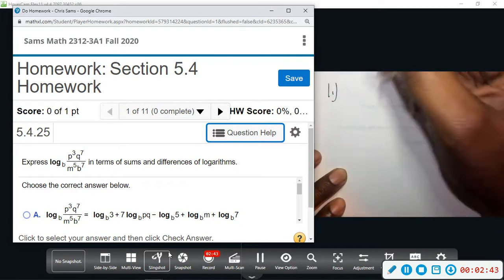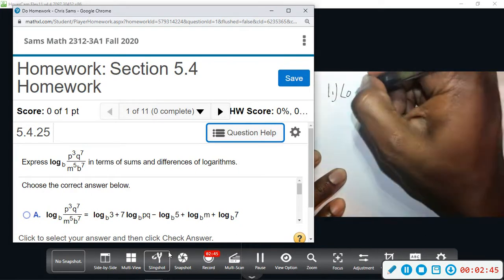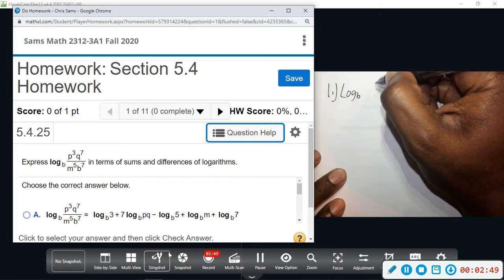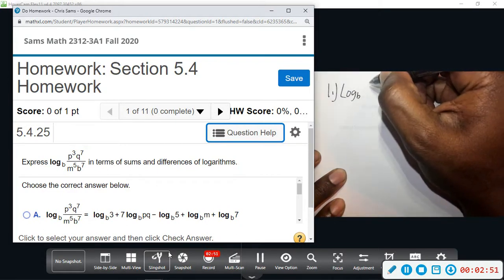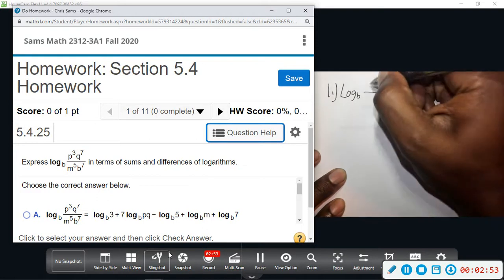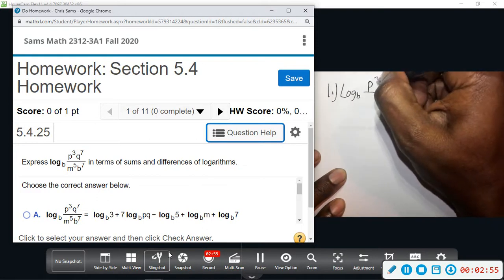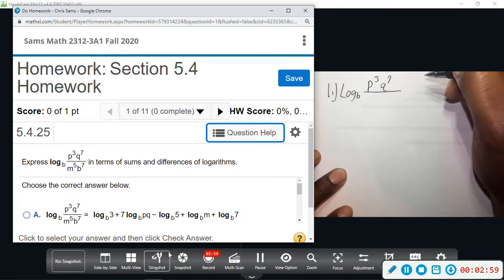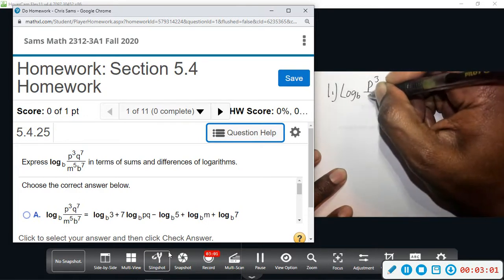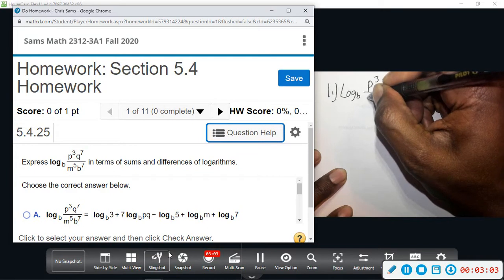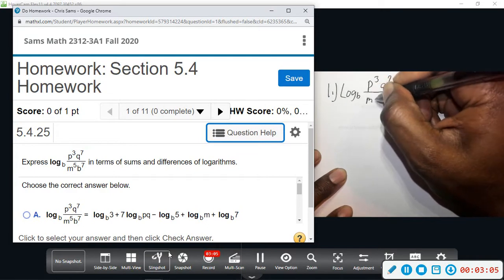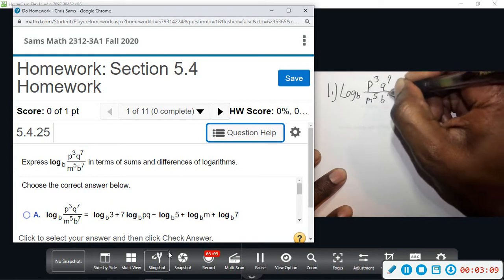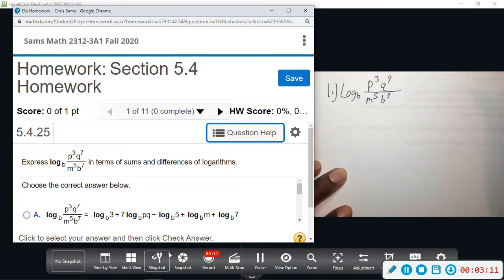Alright, so number one, we have log base b of p to the third q to the seventh, and then on the bottom m to the fifth, b to the seventh. I'm going to do it one step at a time.